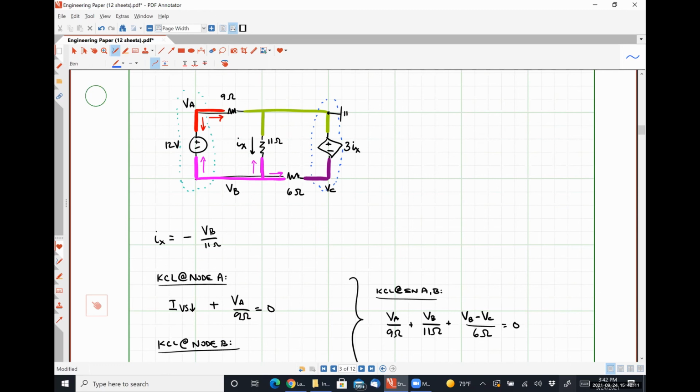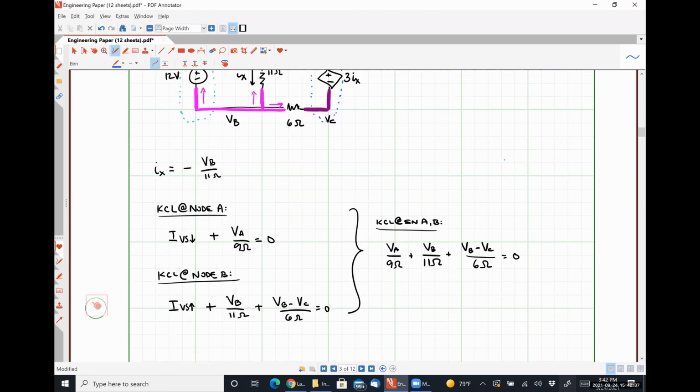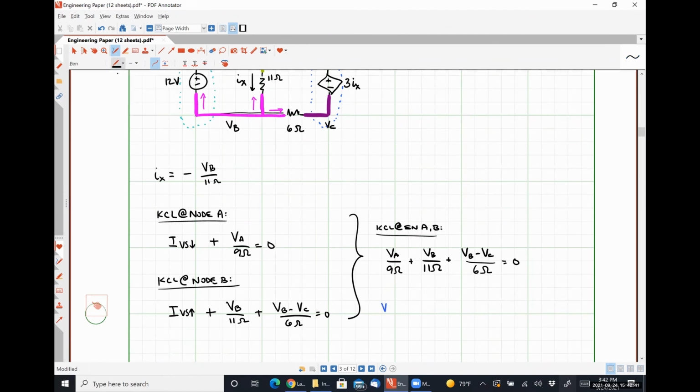Exactly right. Anytime that we have a voltage source, we need to write a voltage relationship for that voltage source in terms of our nodal voltages. In this case, we have the voltage at the positive polarity terminal, VA, minus the nodal voltage at the negative polarity terminal, VB, is equal to the voltage supplied by the source, 12 volts. So our voltage relationship equation for supernode A, B is simply VA minus VB is equal to 12 volts.